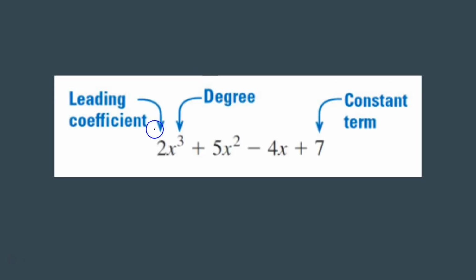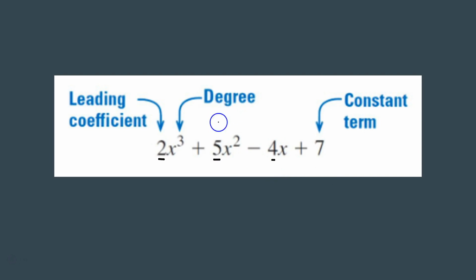So another thing I want to go over is a couple more vocabulary terms. The leading coefficient is the number before everything else. So in this case, it's 2. Another leading coefficient would be 5, 4, but not 7. We'll talk about that in a minute.